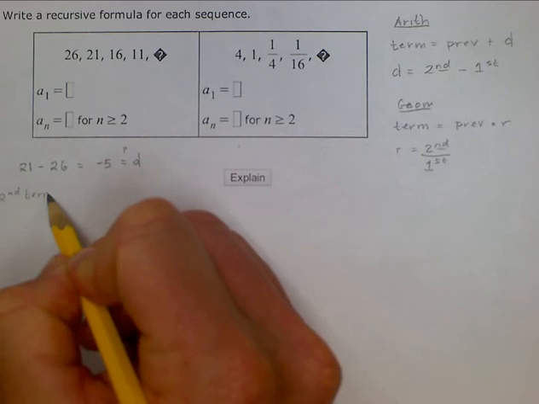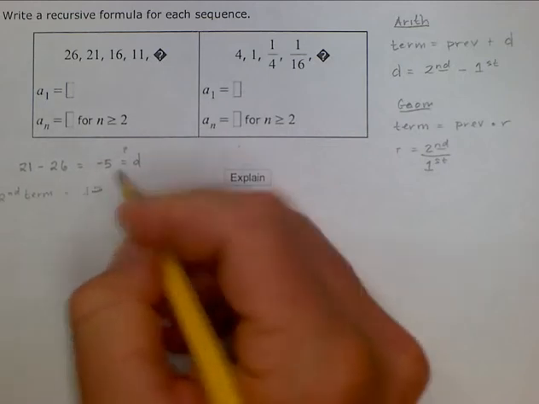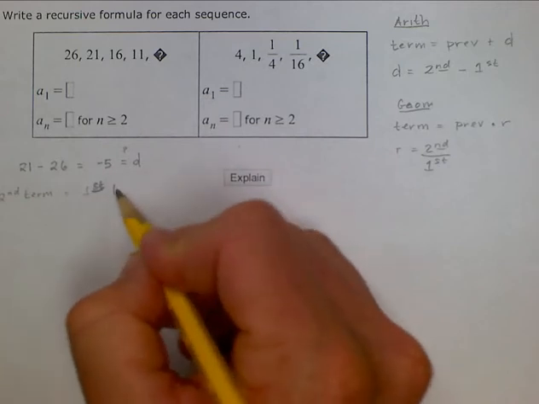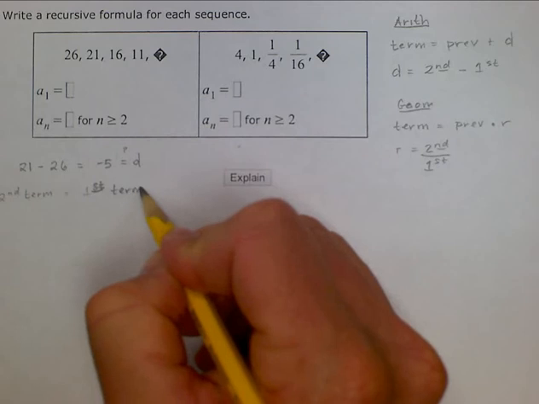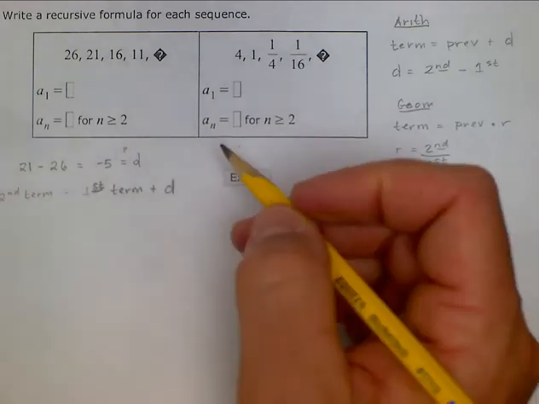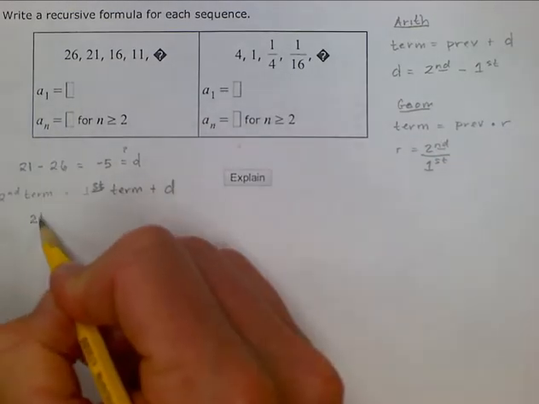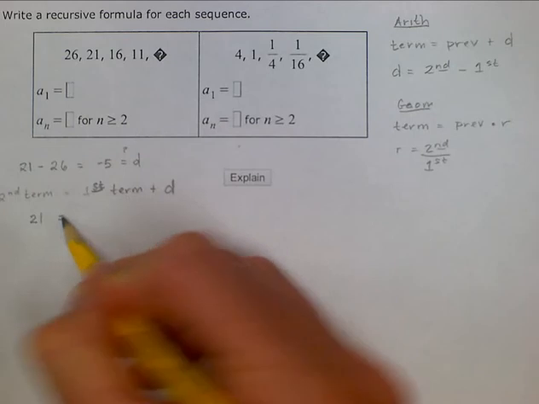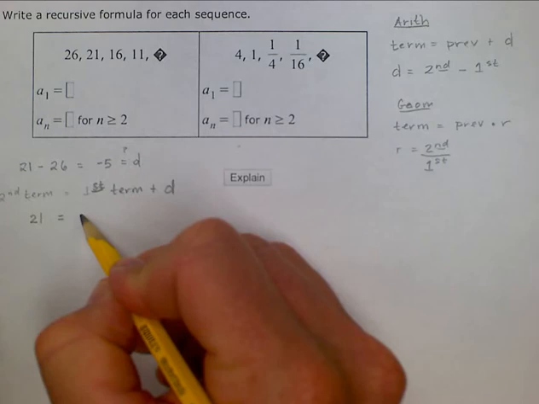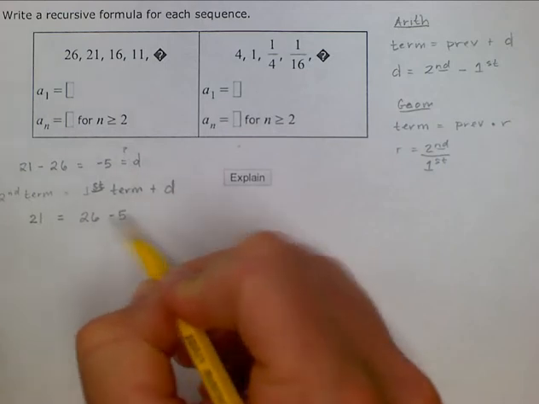we would take the first term, and subtract from it or add our common difference. So our second term is 21. We want to make sure that that is equal to the first term plus our common difference, our first term being 26 and our common difference being negative 5. 26 minus 5 is 21.